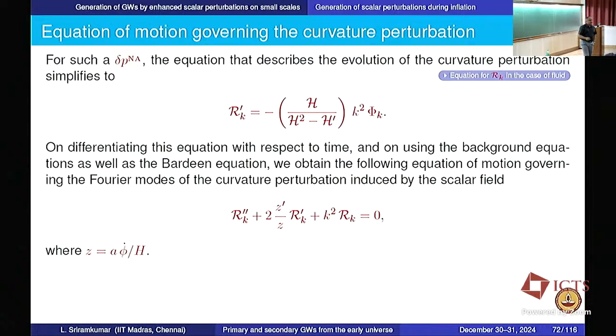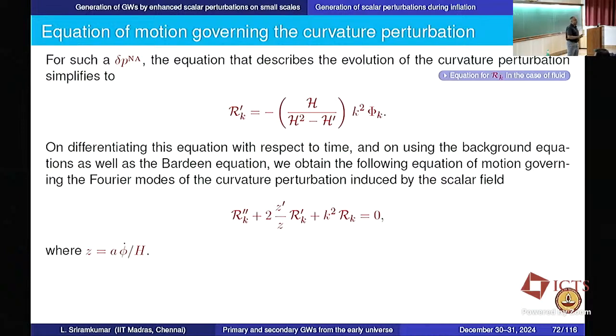Notice we had arrived at a similar equation for the tensor perturbations gamma_ij. You had gamma_ij double prime plus 2 a prime by a gamma_ij prime plus k squared gamma_ij equal to 0. There is a very close resemblance between the equation of motion governing the curvature perturbation and the tensor perturbations, the primordial gravitational waves, and this quantity z is given by this expression.